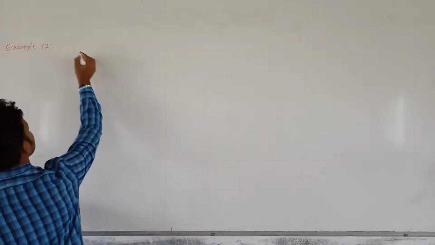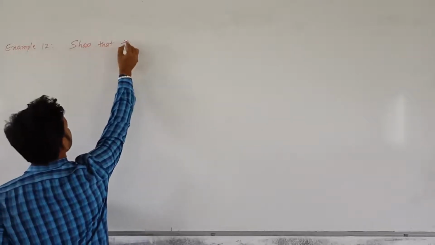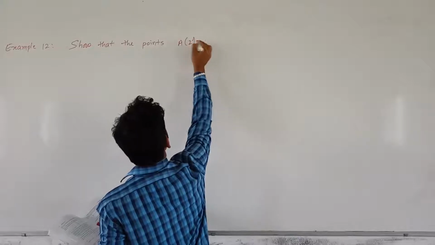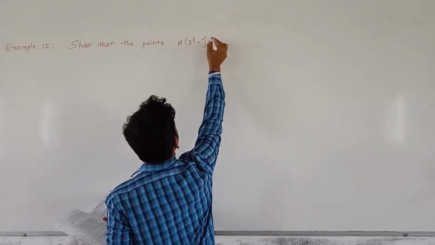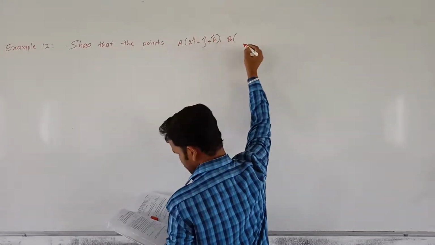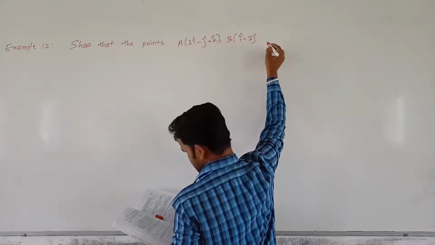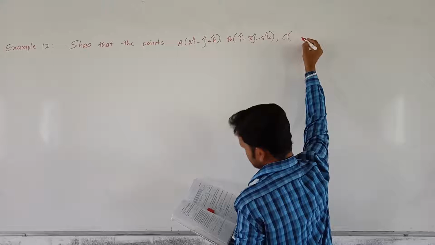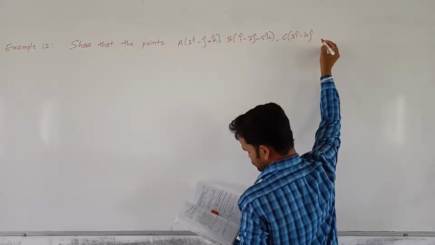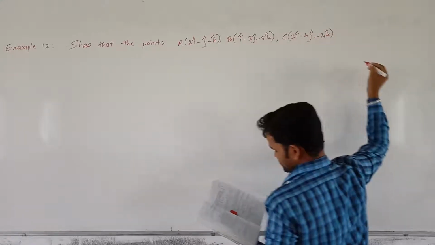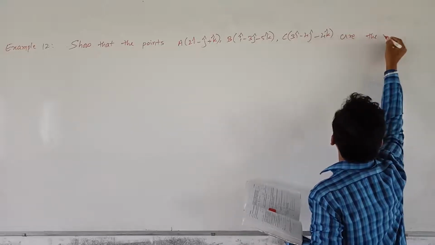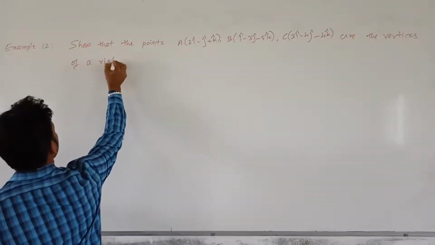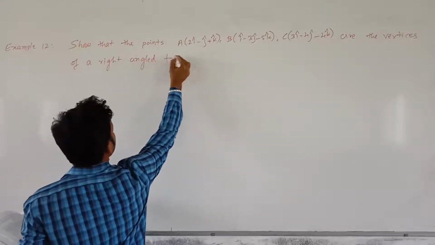Example 12, it is given as: show that the points A of 2i minus j plus k, B of i minus 3j minus 5k, C of 3i minus 4j minus 4k are the vertices of a right angled triangle. Vertices of a right angled triangle.